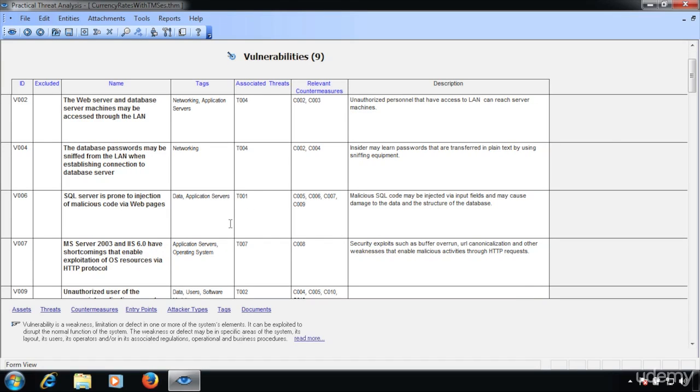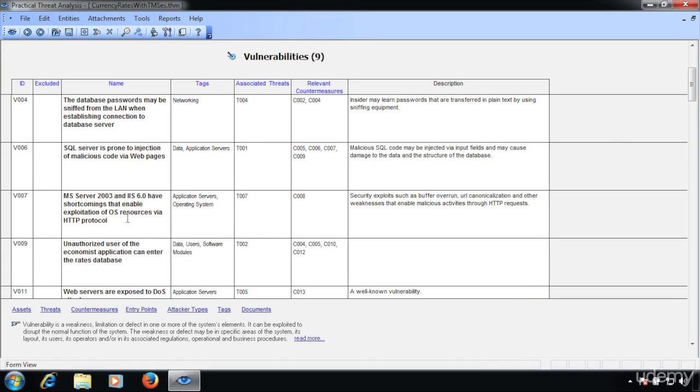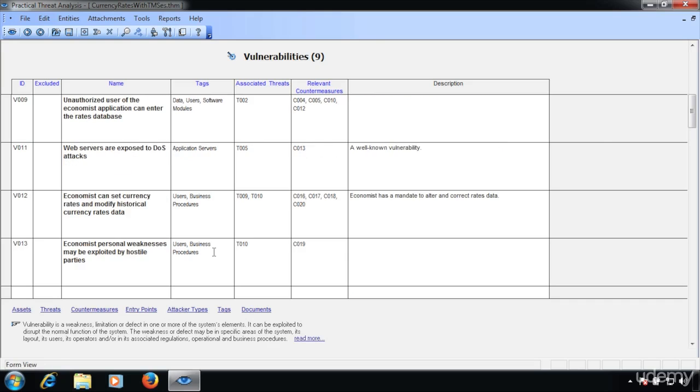SQL vulnerabilities in MS Server 2003 and IIS 6 have shortcomings that enable exploitations of the operating system via HTTP protocols. Now, mitigation would be something like updating to a newer version or stopping some services that are allowing this vulnerability and so on. So, looks like we have a total of 13 vulnerabilities.